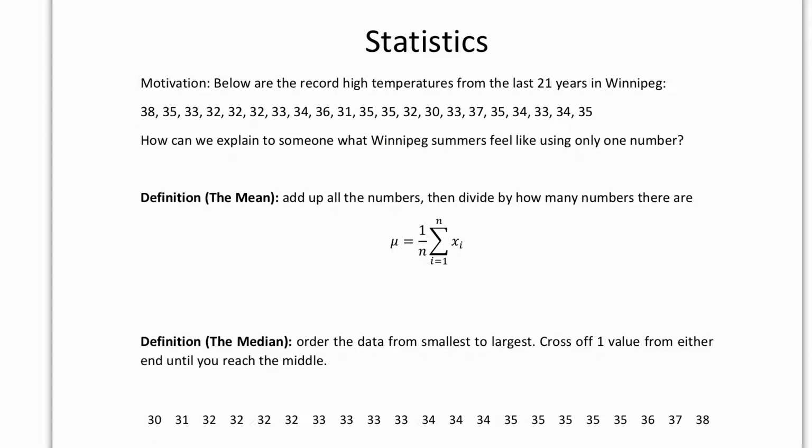Now, what we might want to do is explain to someone what Winnipeg summers feel like using only one number. And you could say to somebody, well, the highs for the last 21 years are the following, but it's a lot of information to give someone. It would be more helpful if you could say, on average, what was the hottest day? Or when coming to Winnipeg, the worst you can expect for the summer, or the best, depending on whether you like it hot, is the following. And it would be nice if that number you gave them, the description of the Winnipeg temperature, was only one number. Well, there are different numbers actually that you could use to describe Winnipeg.